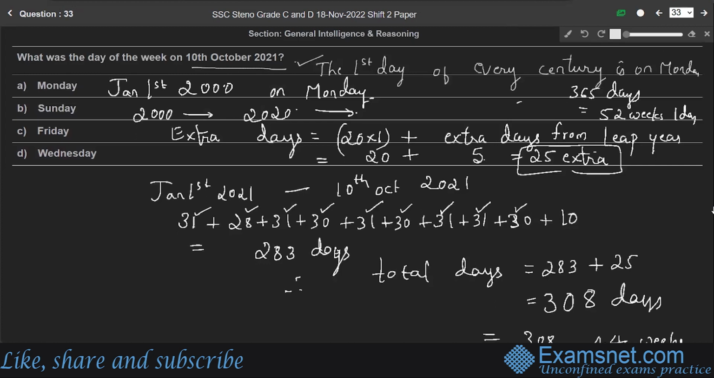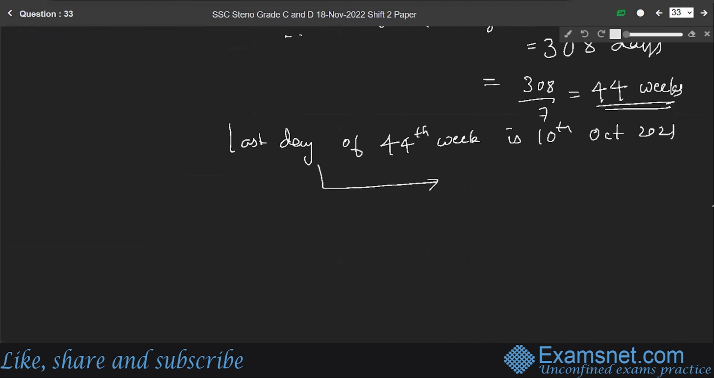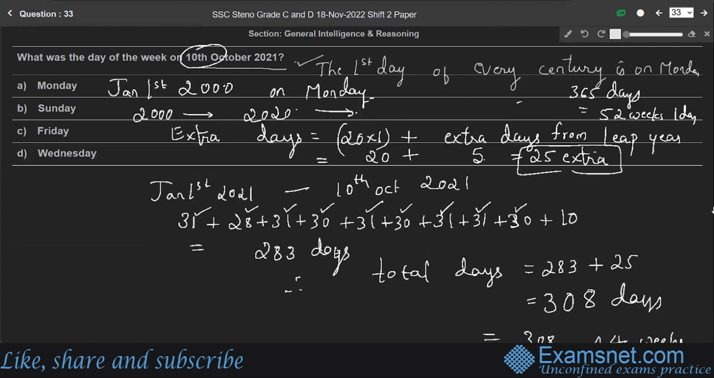So the last day of the 44th week is 10th October 2021. According to the Gregorian calendar, the last day of the week is Sunday. Since the number of days makes complete weeks, 44 weeks, the last day is on Sunday, therefore 10th October is on Sunday. Option B.